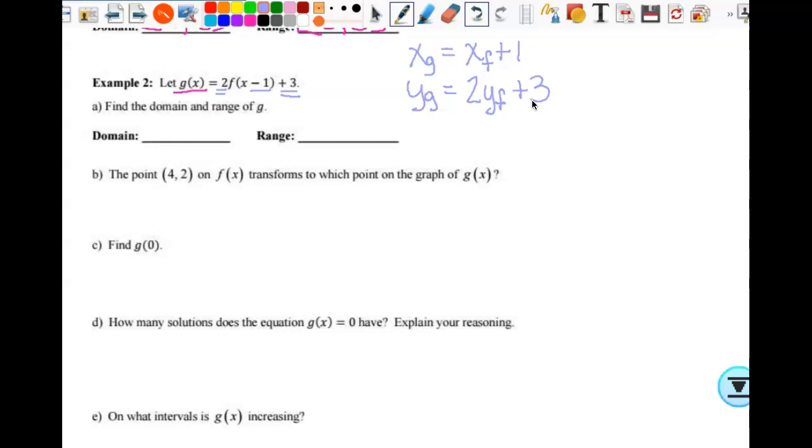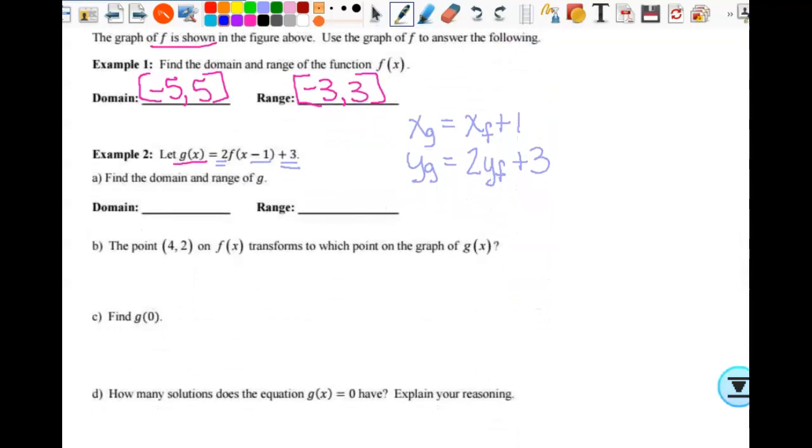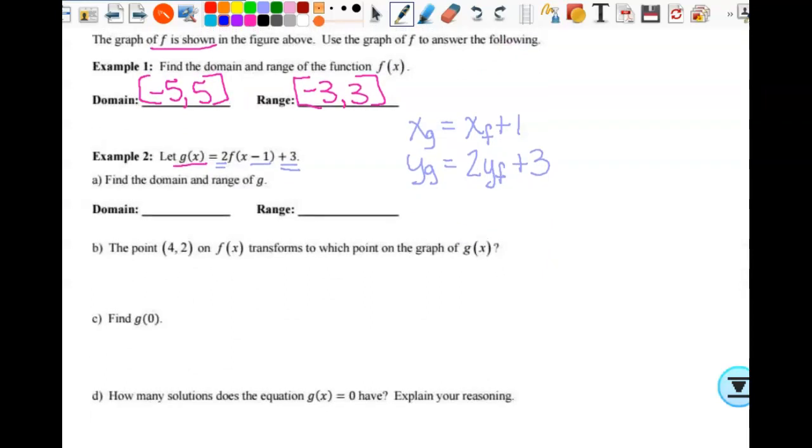So my domain and range. I don't need to graph g to figure this stuff out. Okay? Because maybe sometimes we won't have the graph. Maybe they just tell us what the domain and range of f is and then give us this, and then we have to figure these things out.